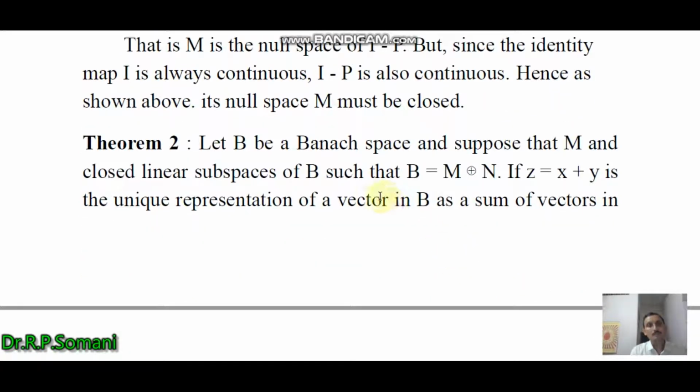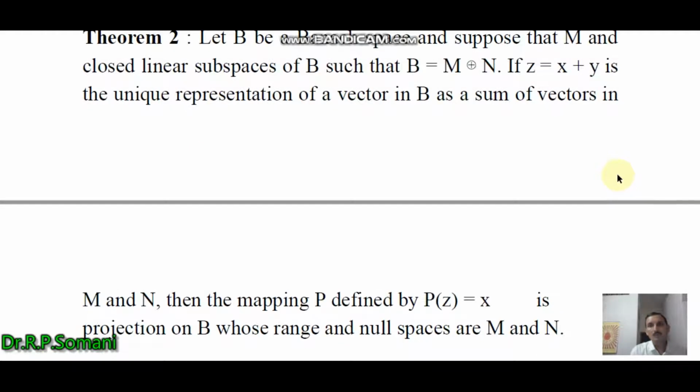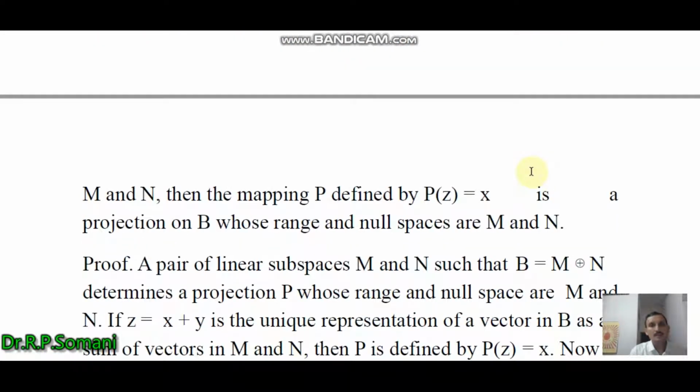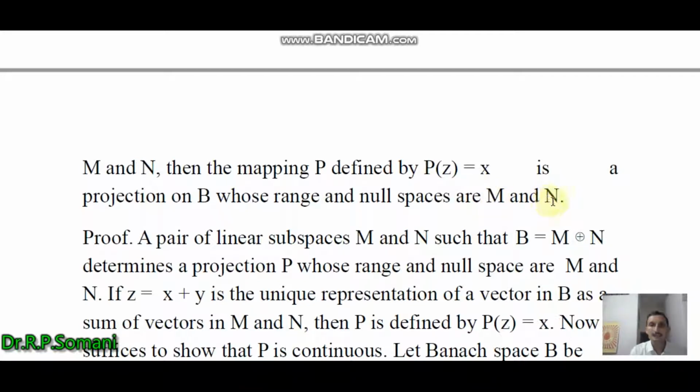Note the second theorem for the projection. Let B be a Banach space and suppose that M and N are closed linear subspaces of B such that B equals M plus N. If z equals x plus y is the unique representation of a vector in B as a sum of vectors in M and N, then P defined by Pz equals x is a projection on B whose range and null spaces are M and N respectively.